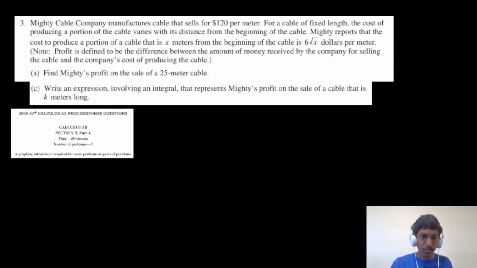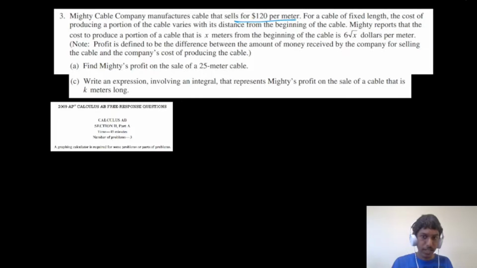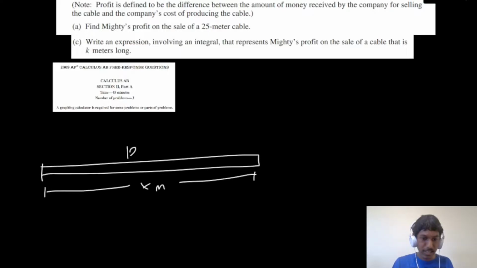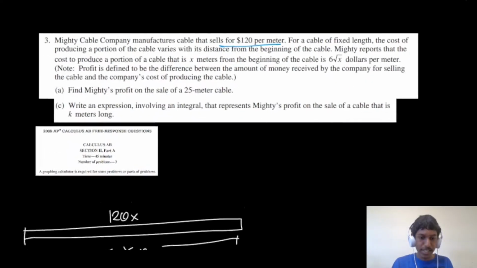So here we've got cable that sells for $120 per meter. Now, this sentence is pretty straightforward, right? What that means is if you've got a cable that's x meters long, then you're going to make 120x in revenue.